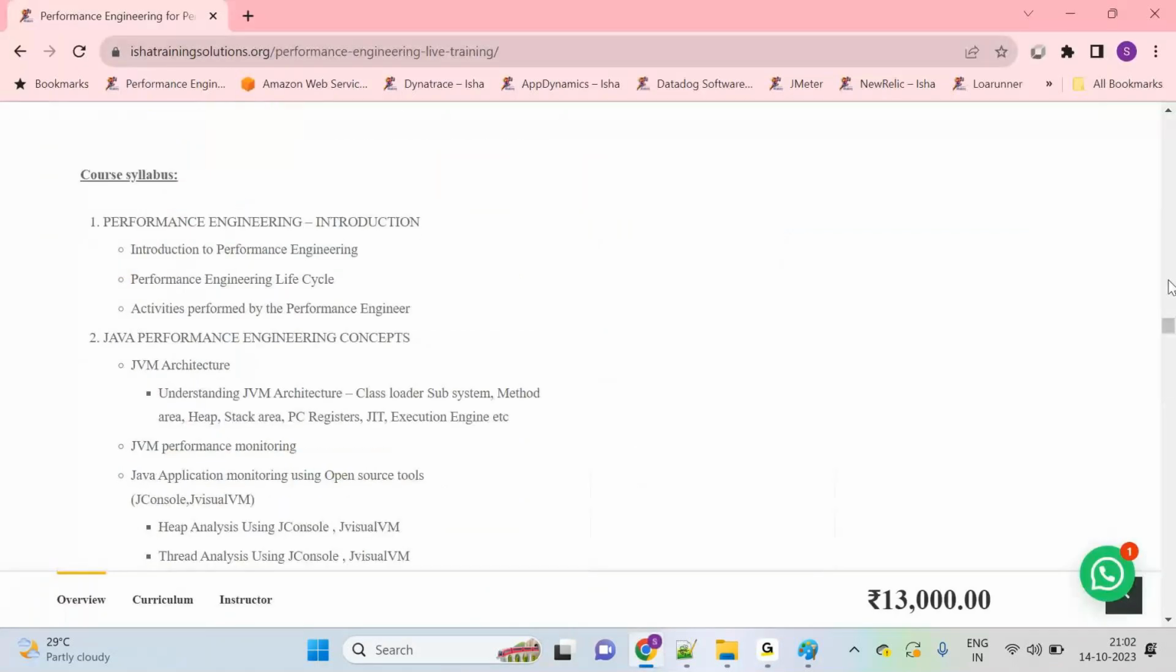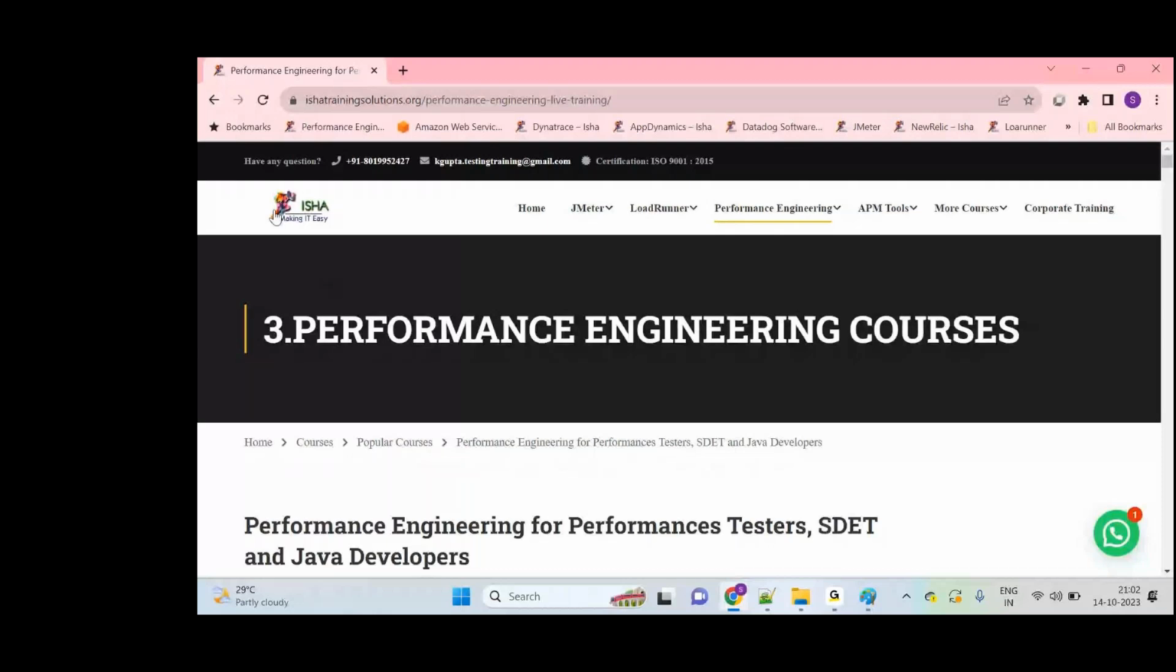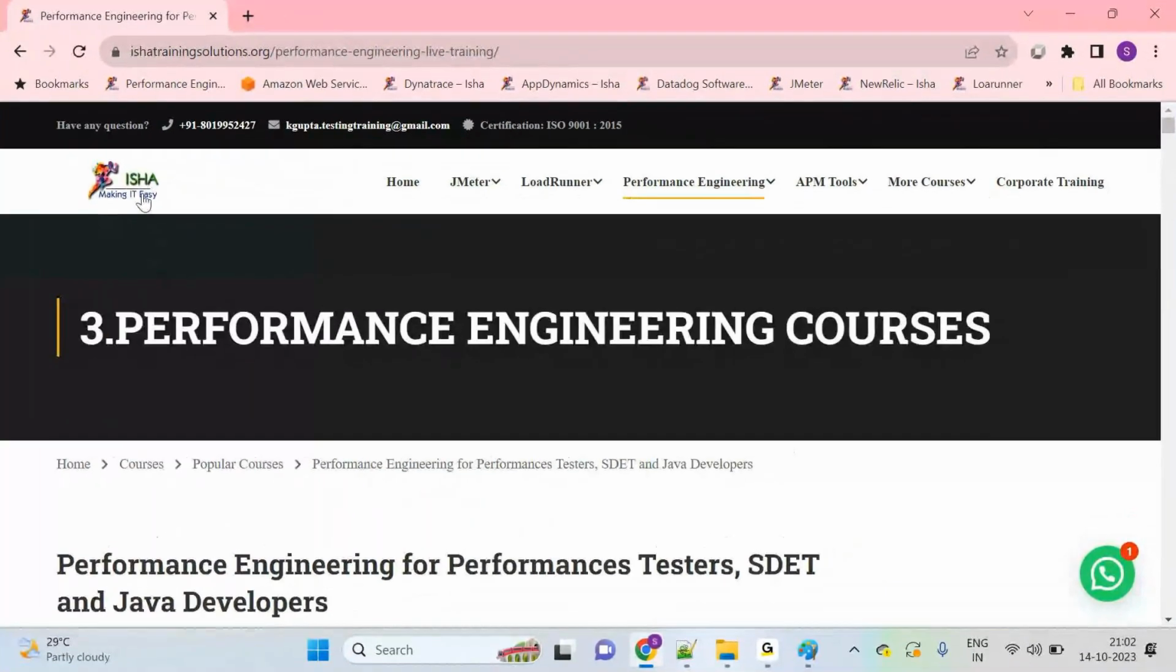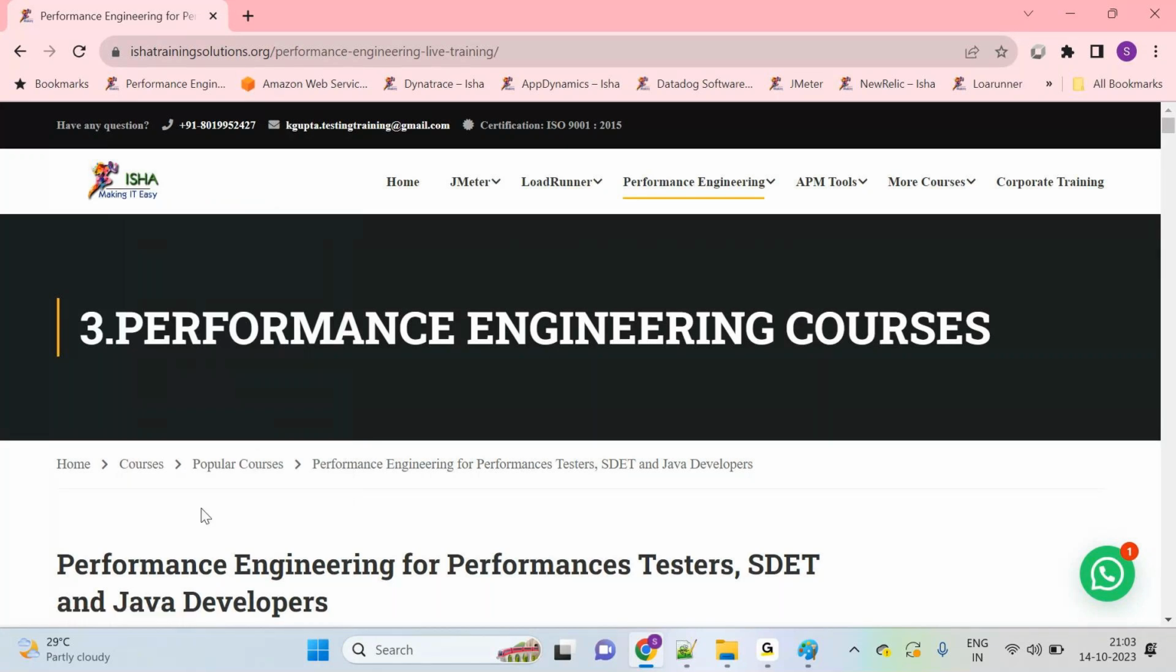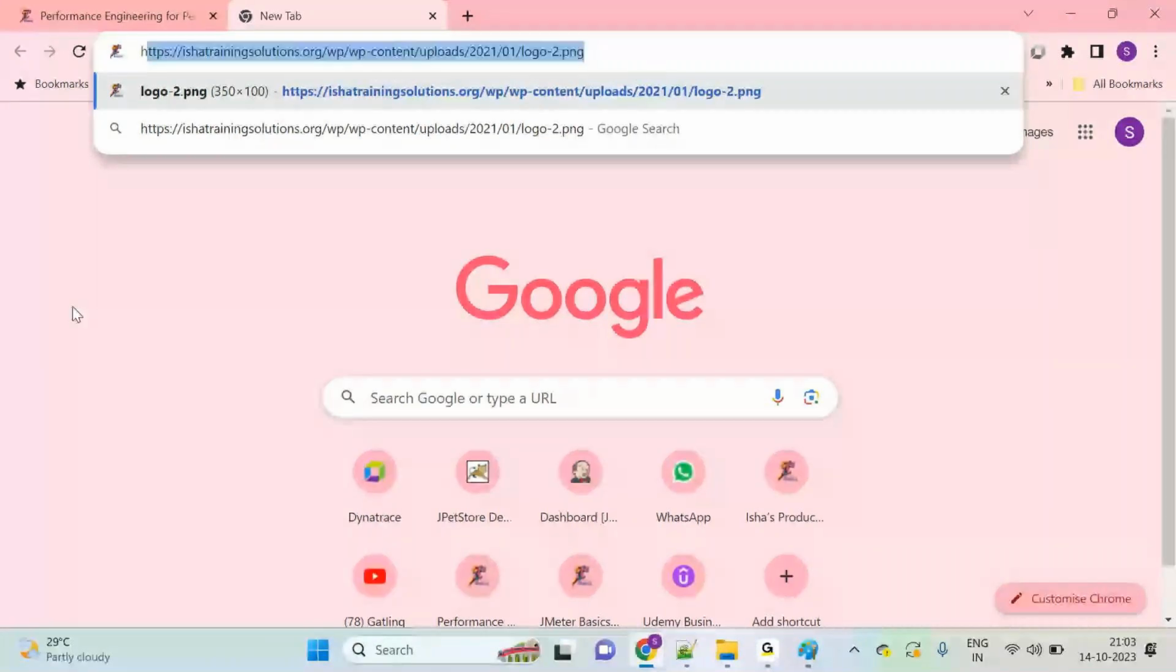A simple example, look here, guys. In your load testing tool, what will happen? There is one image here. Right click, copy image address. In your load testing tool, your URL will be recorded like this, like an HTTP request.